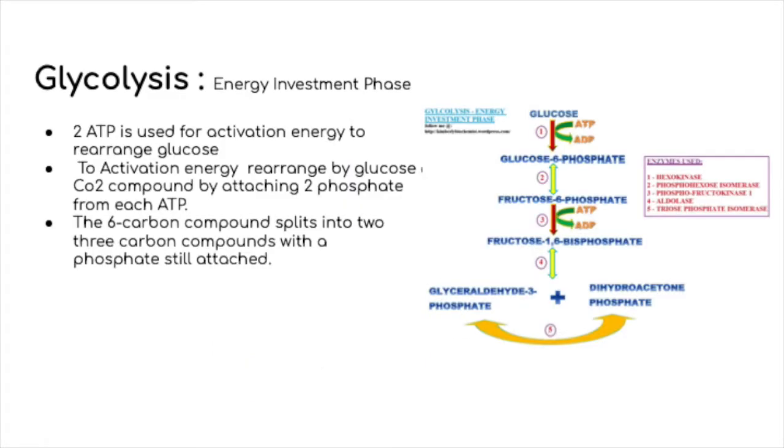The starting phase is the energy investment phase. It starts with 2 ATP used for activation energy to rearrange glucose into 6 carbon compounds by attaching 2 phosphates from each ATP. The 6 carbon compounds split into 2 3 carbon compounds with a phosphate still attached.